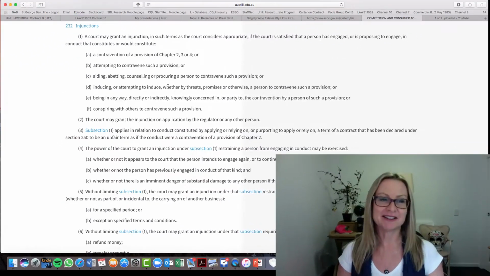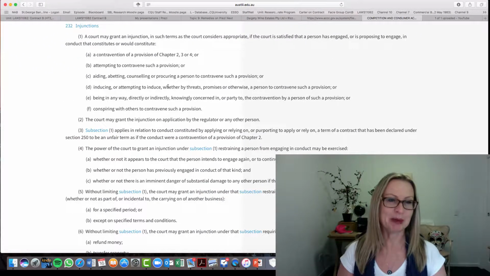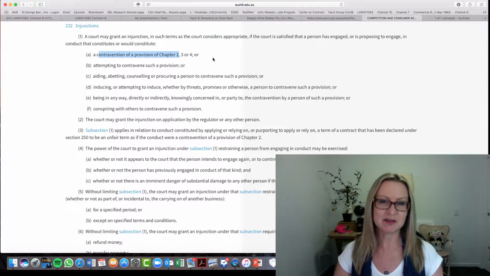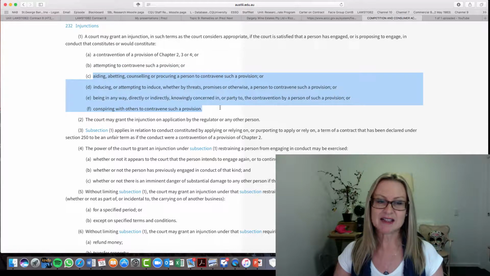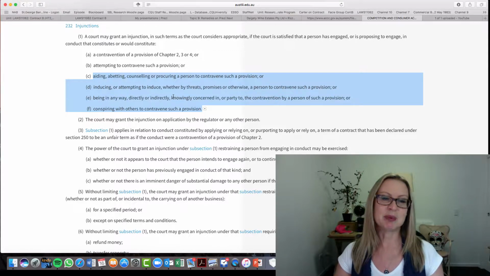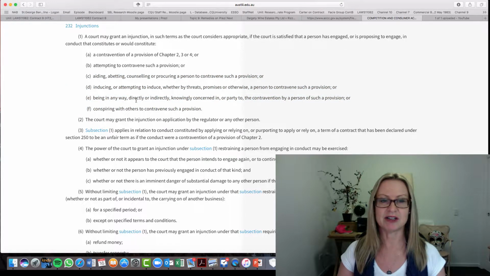So here we are at section 232 injunctions, something I prepared earlier, and you can see here a court can grant an injunction on terms it considers appropriate if it thinks that there's been a breach of chapter 2, and that is where section 18, misleading or deceptive conduct, lives in chapter 2. You can have an injunction granted against you if you have attempted to breach section 18. Also, you have all these lovely accessorial provisions. So if you've been rather naughty and you've done things like aiding, abetting, counselling, inducing, knowingly concerned in, conspiring to breach such a provision as section 18, then you may have an injunction granted against you.